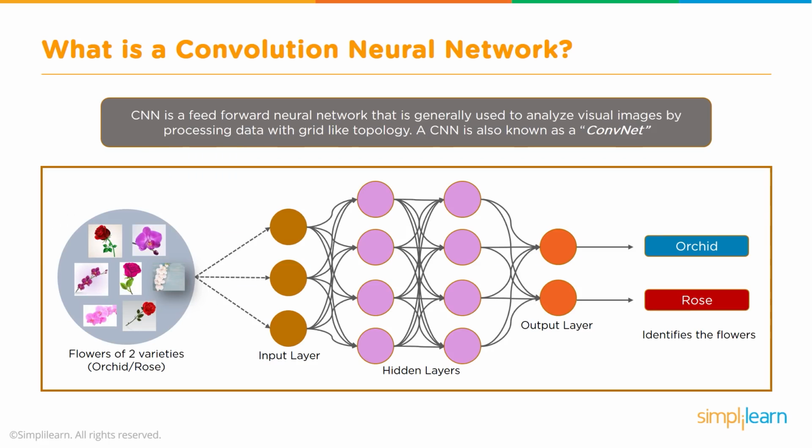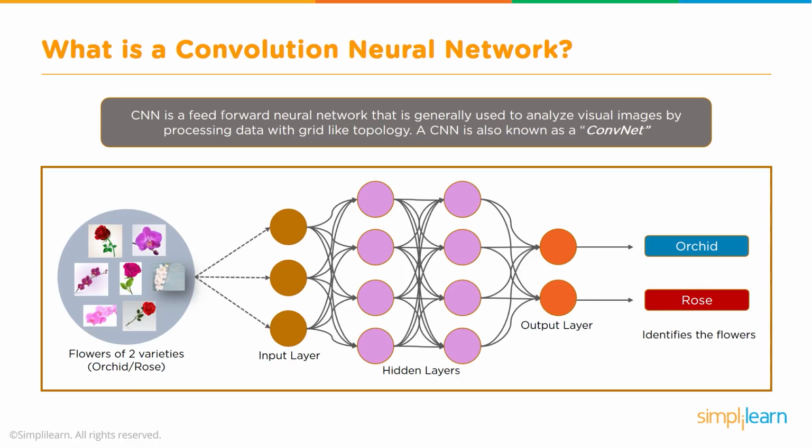A CNN is a feed-forward neural network that is generally used to analyze visual images by producing data with a grid-like topology. A CNN is also known as a convnet. Very key to this is that we are looking at images. That was what this was designed for. You'll see the different layers as we dig in, and some of them are actually used since we're using TensorFlow and Keras in our code later on. You'll see that some of those layers appear in a lot of your other neural network frameworks.